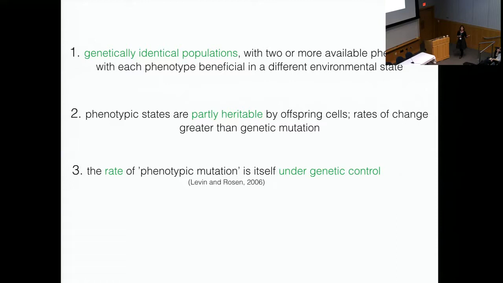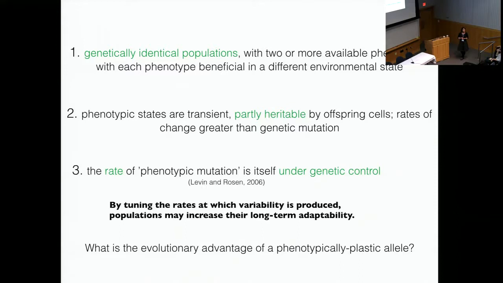So for example, drug and no drug in the case of persistent bacteria. These phenotypic states are partially heritable by offspring cells. And these rates of change, these phenotypic rates of change, generally tend to be higher than the rates of genetic mutation. This rate of phenotypic mutation itself might be under genetic control. And overall, by tuning these rates of phenotypic mutations, so the rates at which variability is produced, these populations may increase their long-term adaptability.